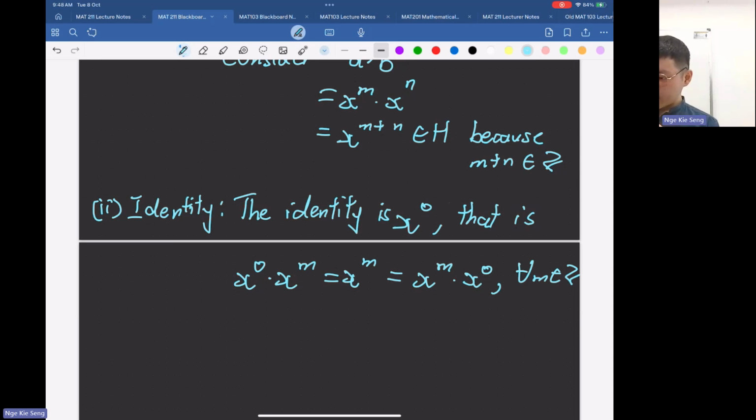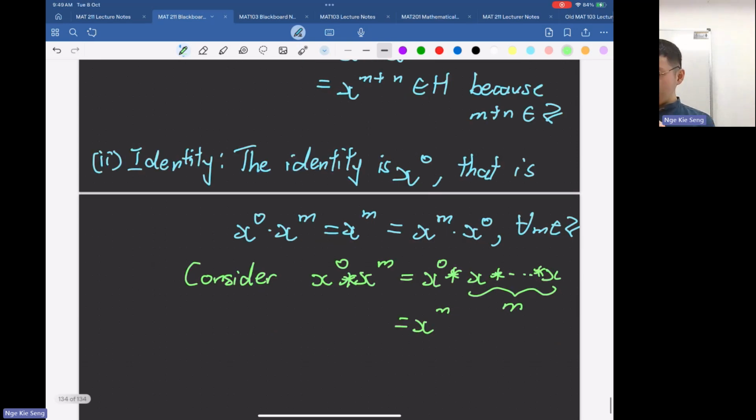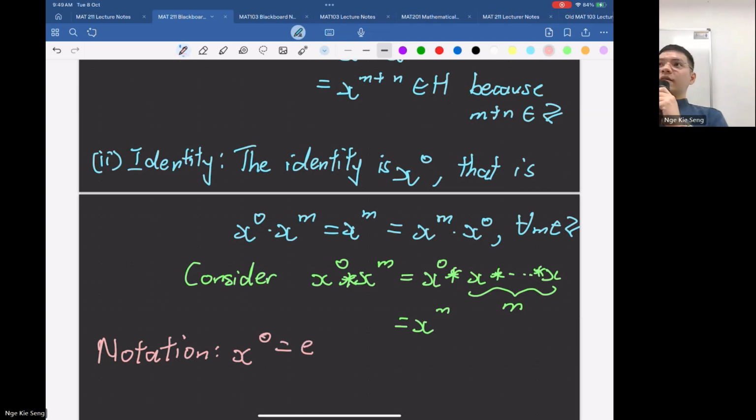True, right? Because if you consider x^0 times x^m, what is this by definition? This is x times how many x^m? m times. But here is 0 times. So you're still left with m times. So a more convenient way, actually we need to make a notation here. How did we call this n0 previously? We called it E.